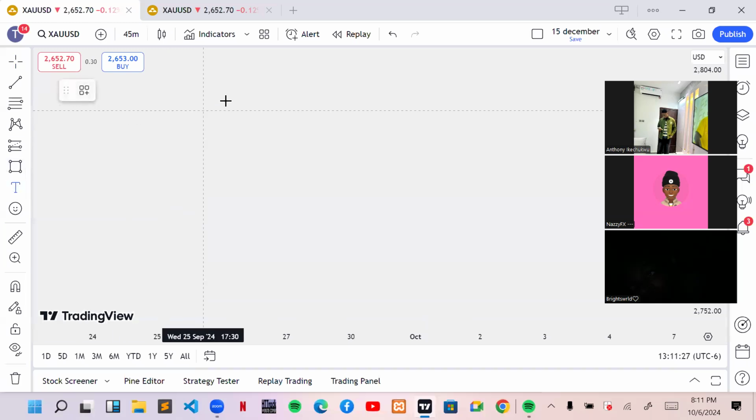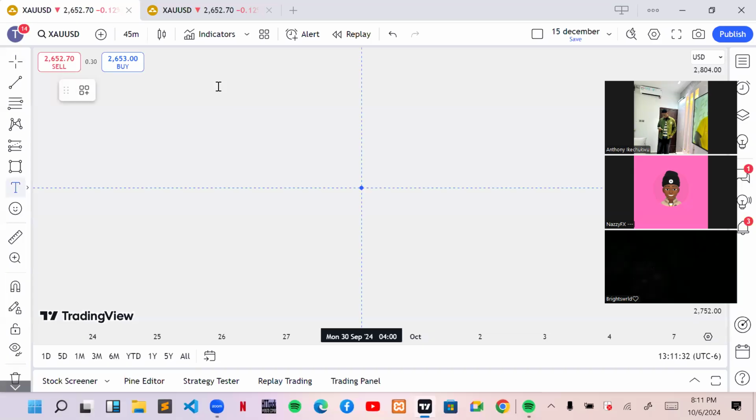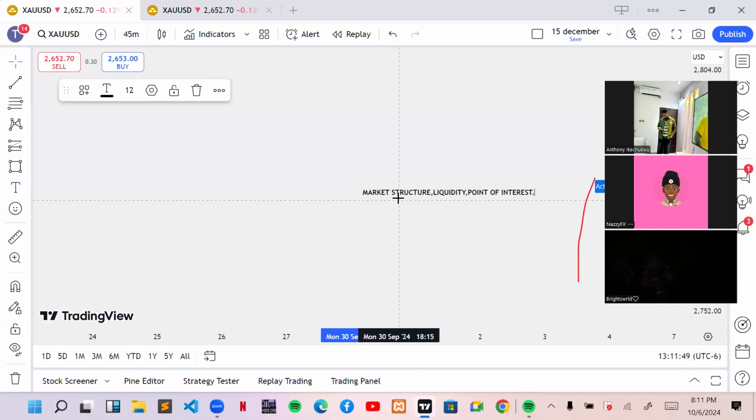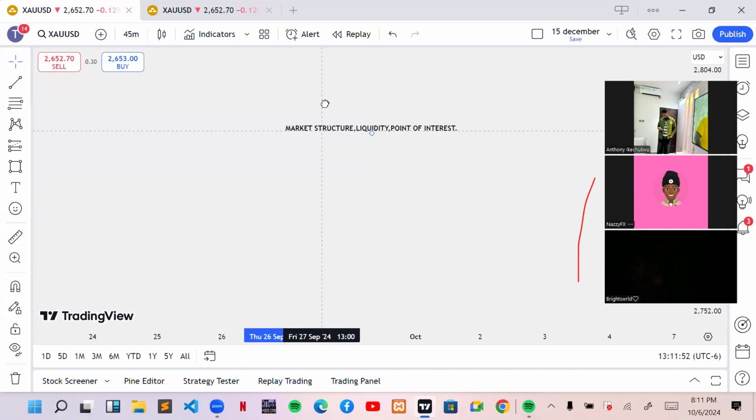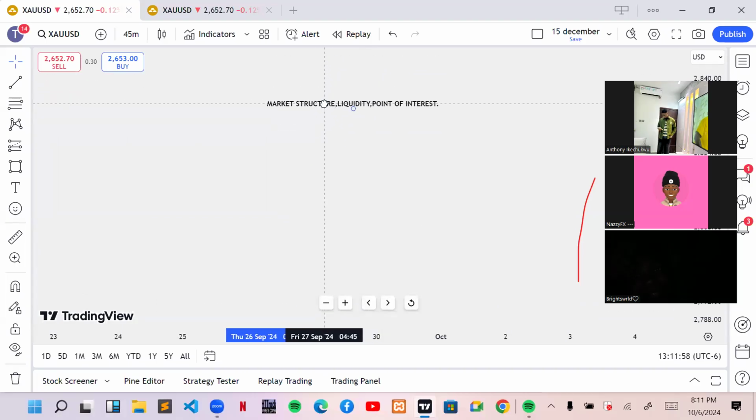So the topic is market structure, liquidity, and then points of interest. This is my trading strategy. I will take the market structure first, then liquidity, then point of interest.